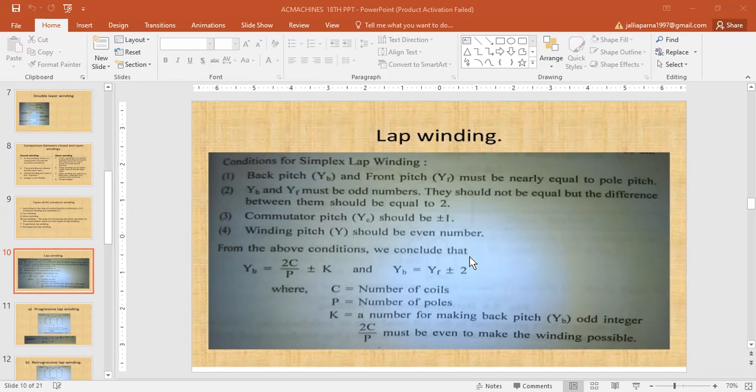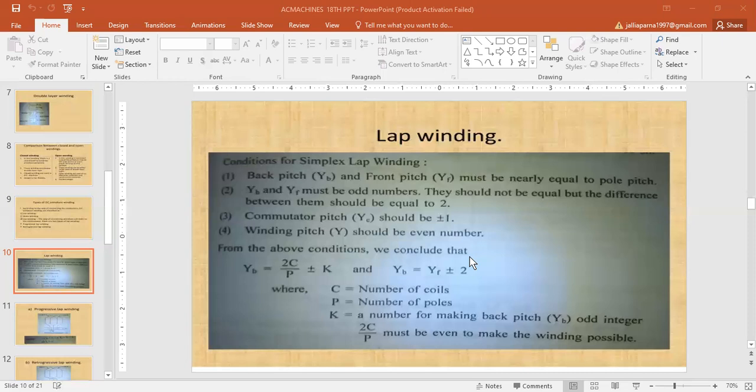From the above conditions, we conclude that YB equals 2C by P plus or minus K, and YB equals YR plus or minus 2. C is the number of coils, P is the number of poles, K is the number making back pitch YB an odd integer. 2C by P must be even to make the winding possible.